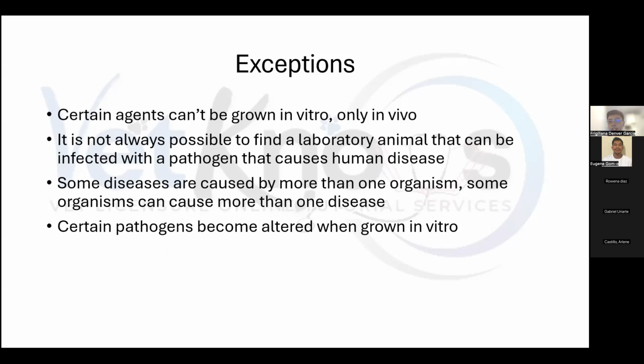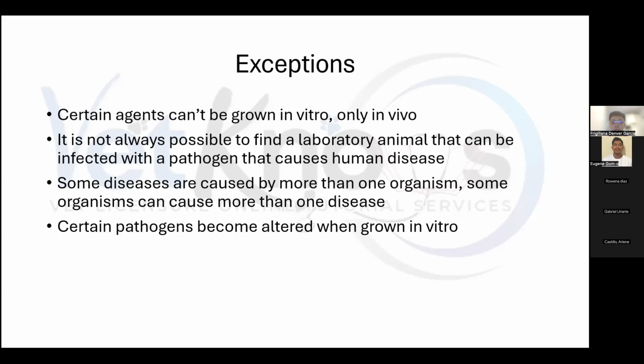Kasi there are certain instances in which iba yung magiging clinical manifestation ng isang infection doon sa ating animal as compared doon sa human counterpart niya. Okay? So some diseases are caused by more than one organism. A very good example of this would be kennel cough or infectious canine tracheobronchitis. So there are, I think, more than 5 implicated etiologic agents for that. So we have canine distemper virus, Bordetella bronchiceptica, canine adenovirus 2, etc.